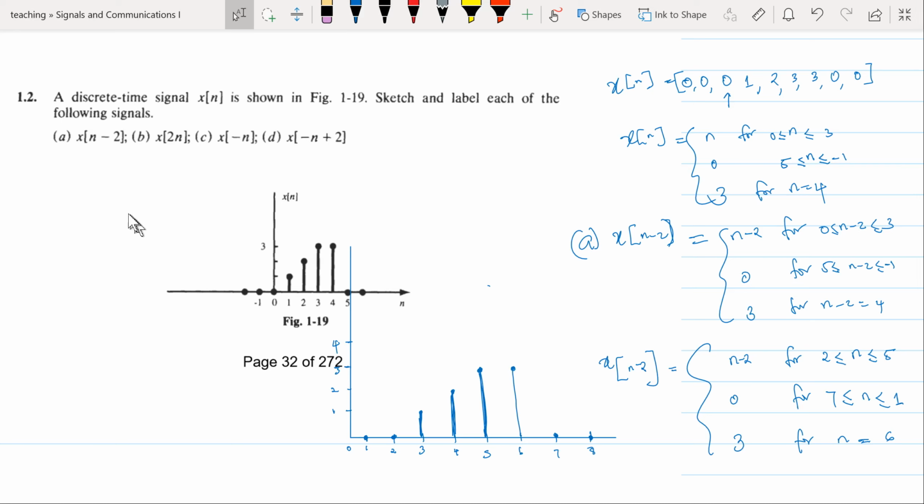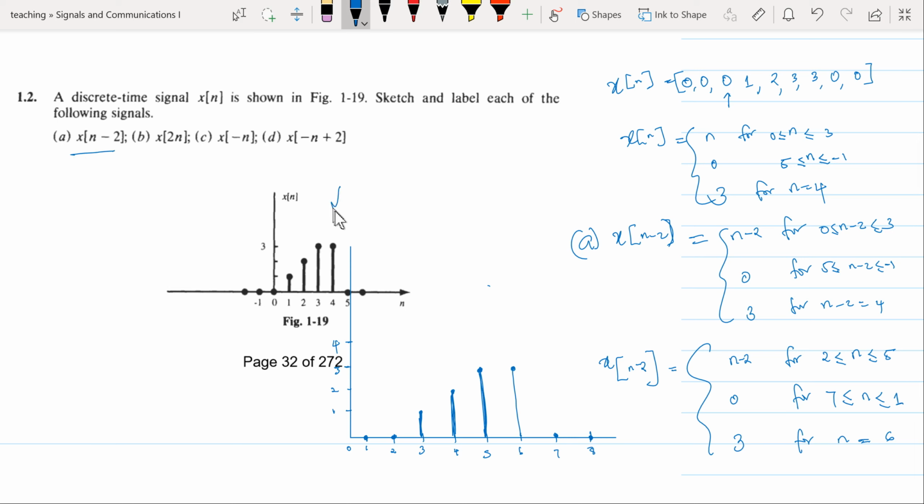And now we look at problem 1.2. The problem states that a discrete time signal x of n is shown in figure 1.19. And the question is: sketch and label each of the following signals: x of n minus 2.